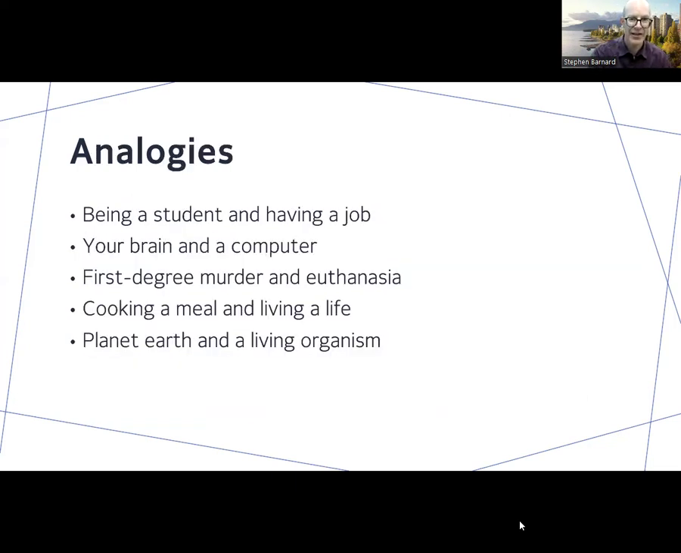Okay, and here are a few examples I might ask you to whip up a comparison for, or a list of relevant similarities and differences. I might think of some other ones too. Compare being a student and having a job. Is being a student relevantly similar enough to compare it to having a job? How about your brain and a computer? Or first-degree murder and euthanasia?